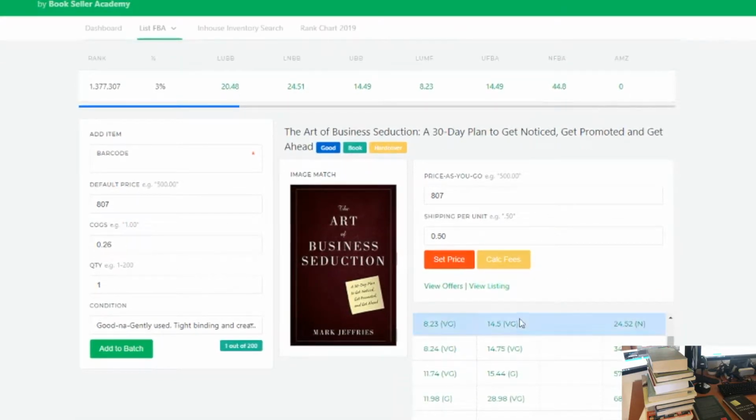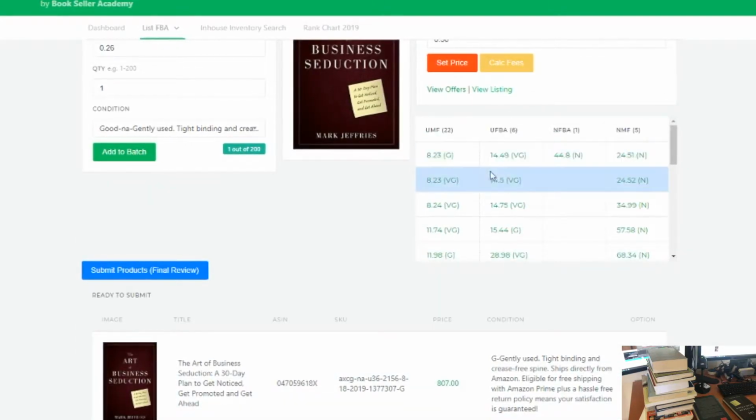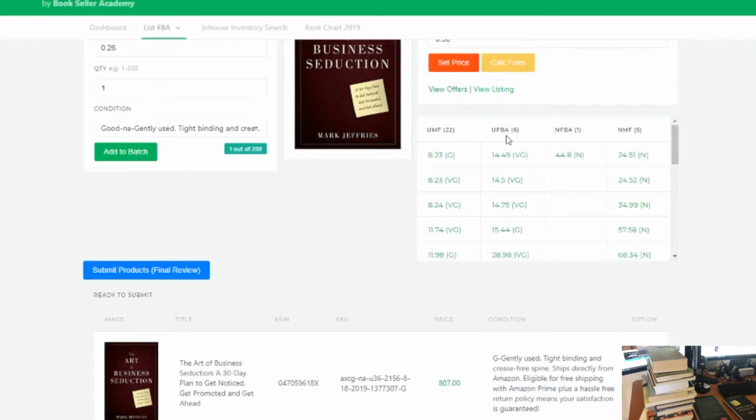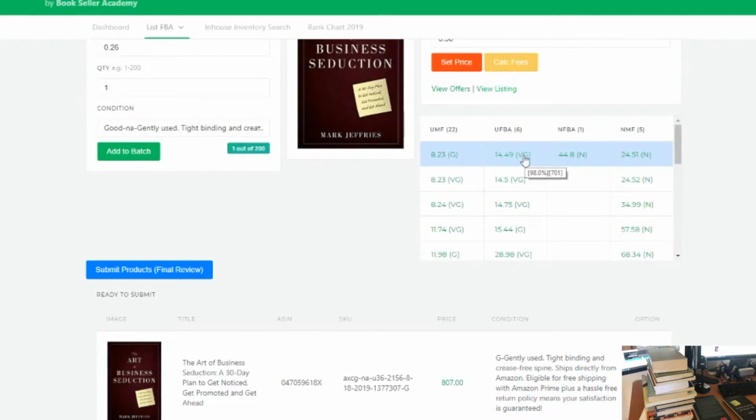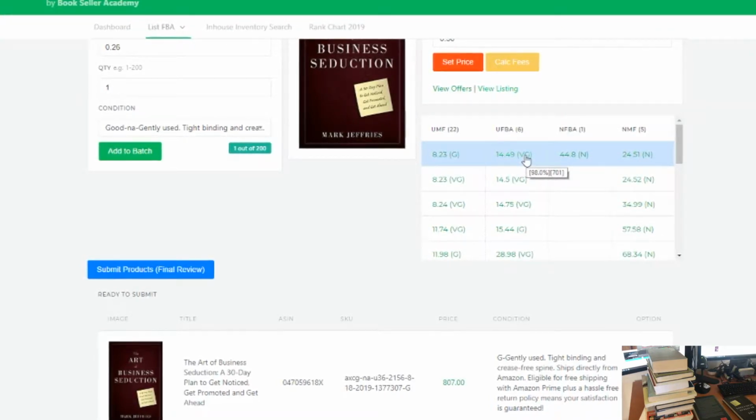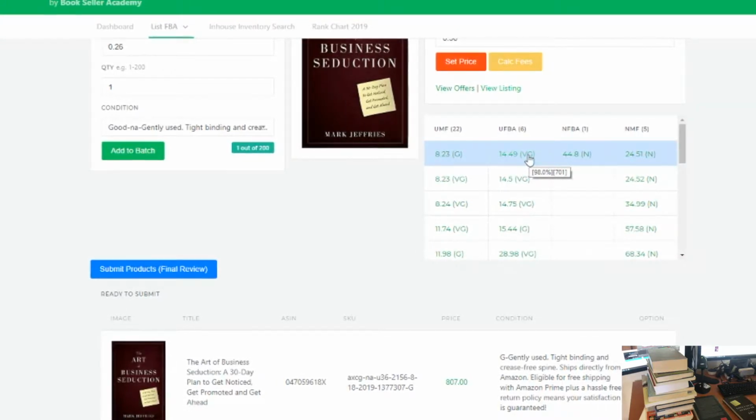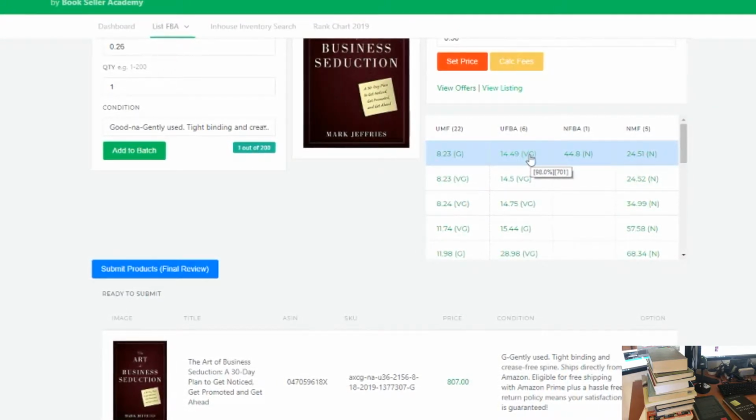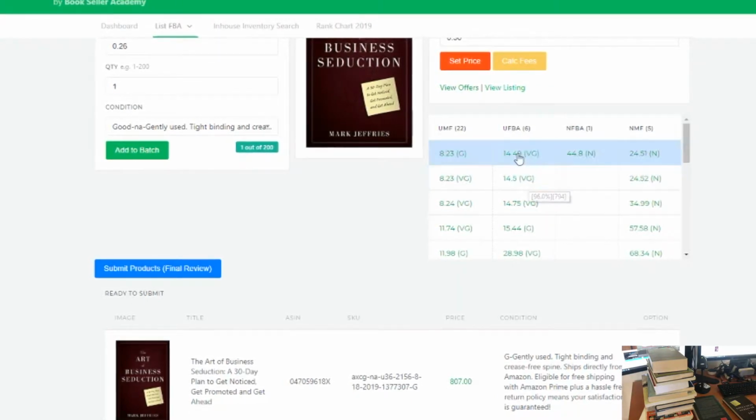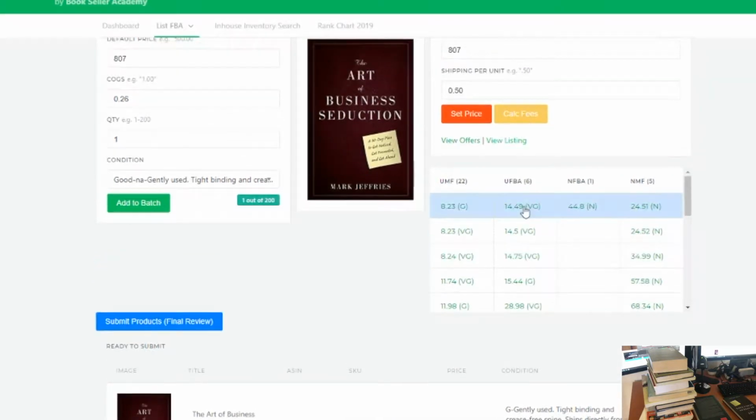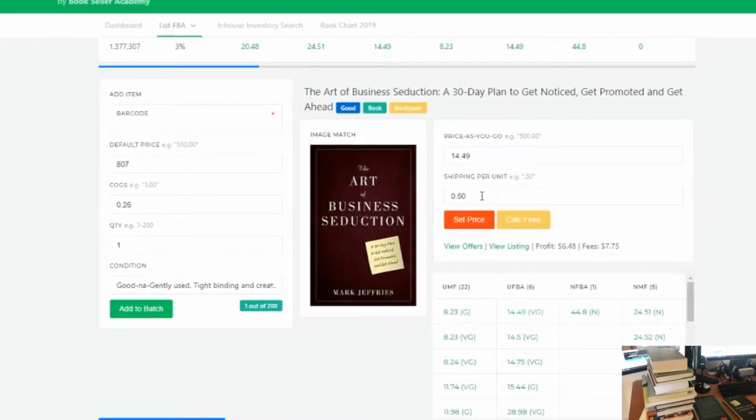So I'm just going to go ahead and be aggressive with this, and I'm just going to use the lowest used FBA offer that they have. If you hover over it, you could see the feedback score. This person is at a 90% feedback score with 700 feedback, so it's definitely not a new seller. But we could go ahead and click this, and it'll automatically set the price to $14.49.